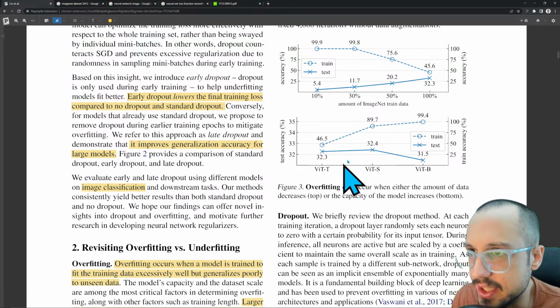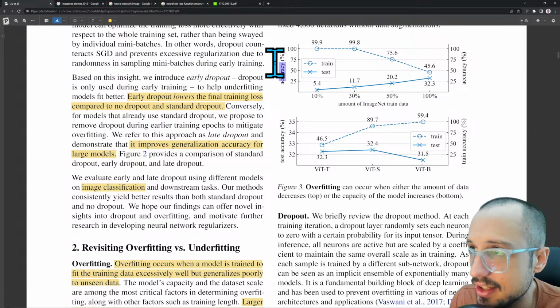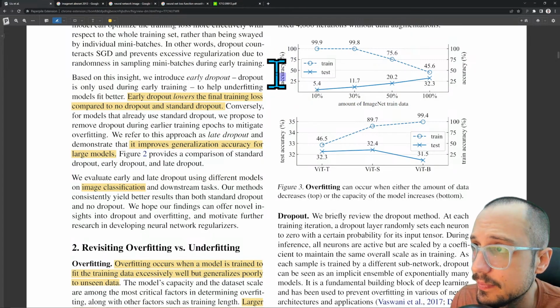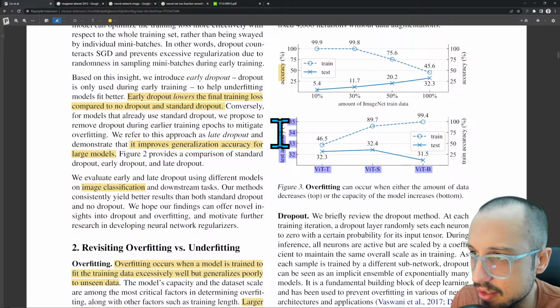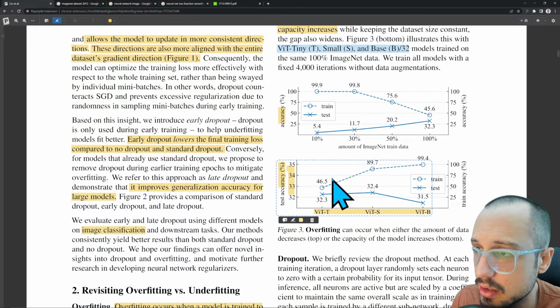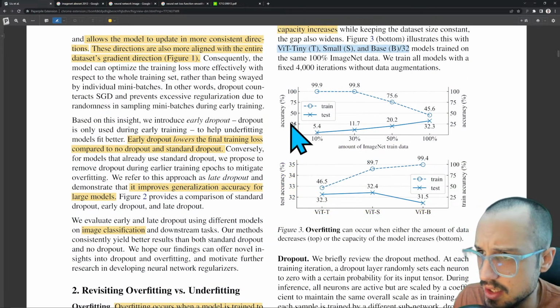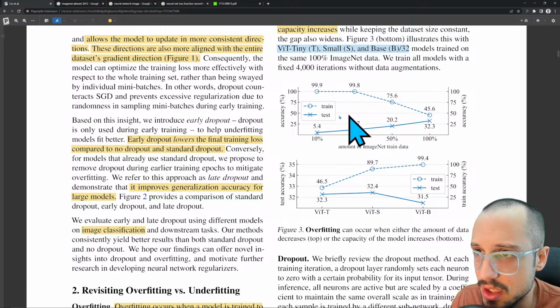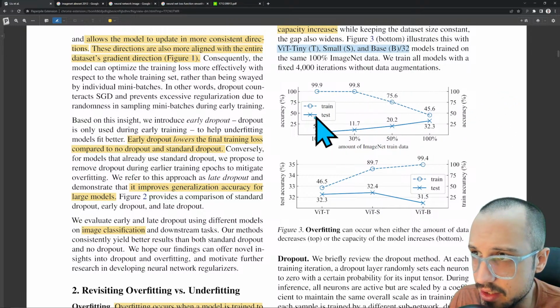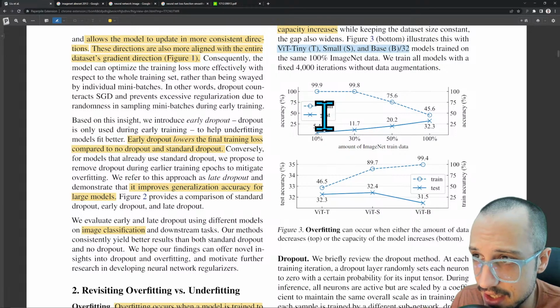All right, so what does overfitting look like? You have train accuracy here, and you have test accuracy. So this is going to be how good your model actually is, right? The test data set is held out, so the model isn't seeing the data in the test data set. It's only seeing the data in the train data set, right?